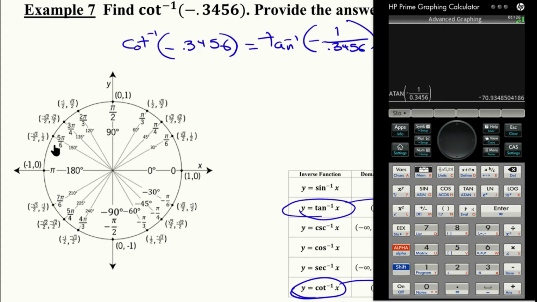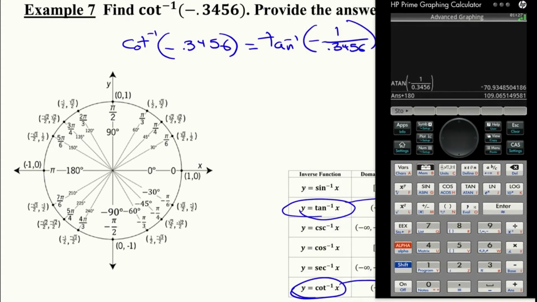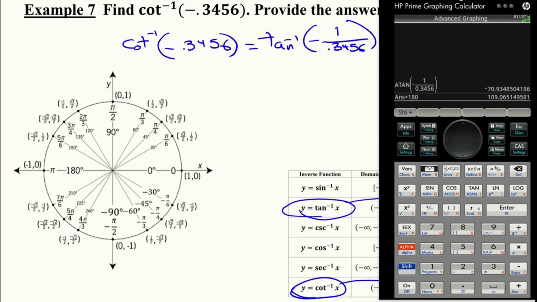between 0 and pi. So basically what we need to do is take this angle that the calculator generated for us, and go ahead and add a half circle to it, or 180. So plus 180, and that will be the angle that you're going to want to provide as the answer. So 109.1 degrees approximately.